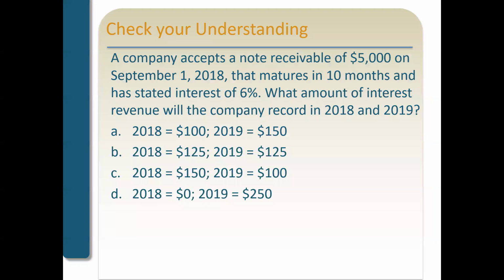The company accepts a note receivable of $5,000 on September 1st, 2018 that matures in 10 months and a stated interest of 6%. What amount of interest revenue will the company record in 2018 and 2019? I want you guys to take a minute and do this.